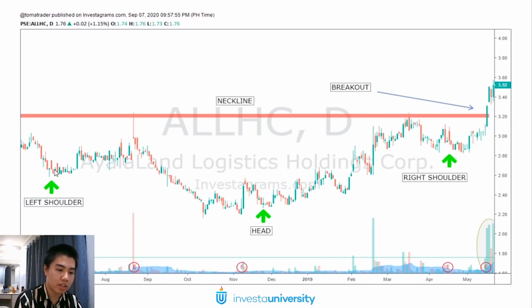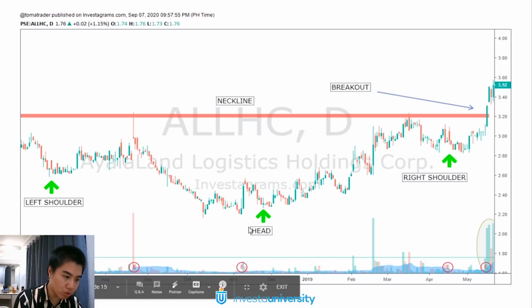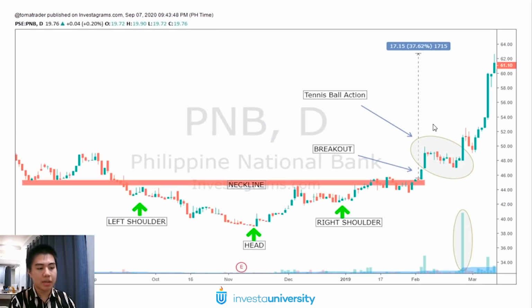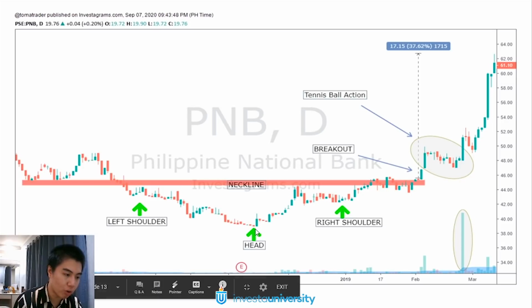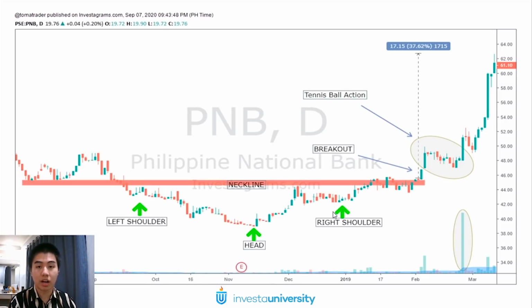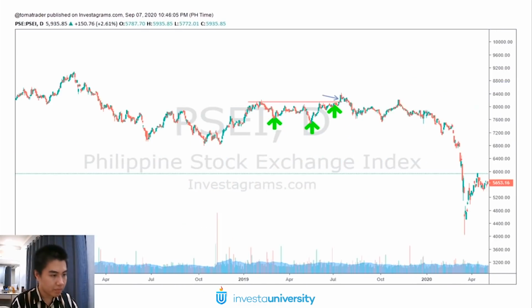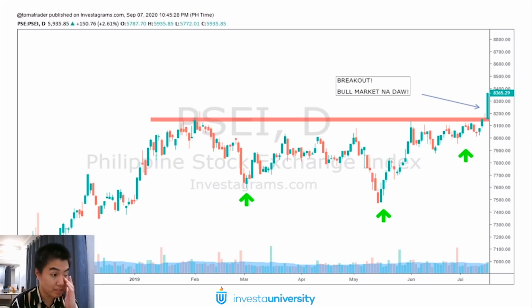Going back to the other examples, here, right? Low, low, and then a lower low at the head, and then a higher low at the right shoulder. Right? Same thing with the PNB example. Here, downtrend, low, lower low, and then at the right shoulder, it made a higher low. Right? So that's the logic. Why is it a bullish reversal pattern? Right? So it's actually the same here in PSEI.